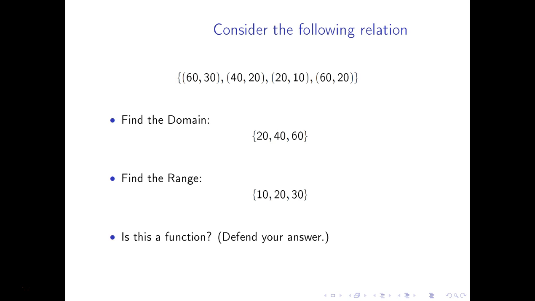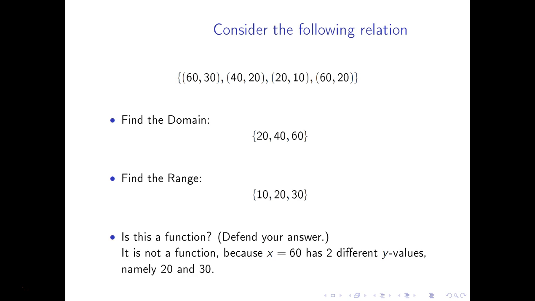Hopefully your answer is no, it's not a function, because when x is 60, it has two different y values. So anytime an x has two y values, we got a problem. If one y value has two x's, that's okay. Just every x has to have only one y. That's the only stipulation.